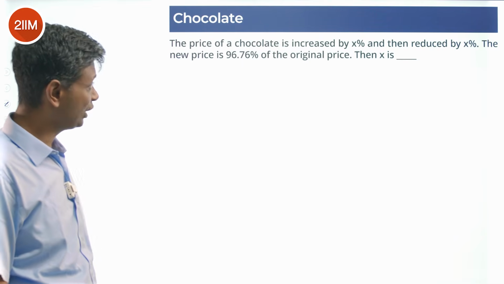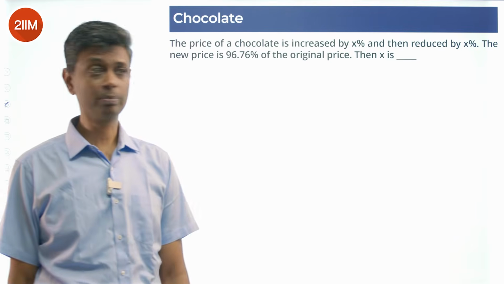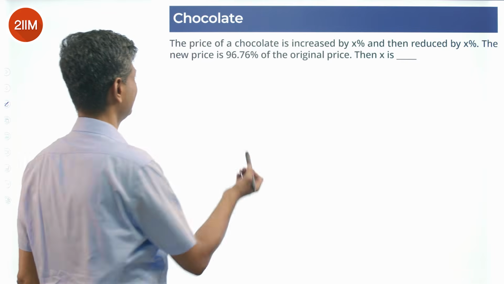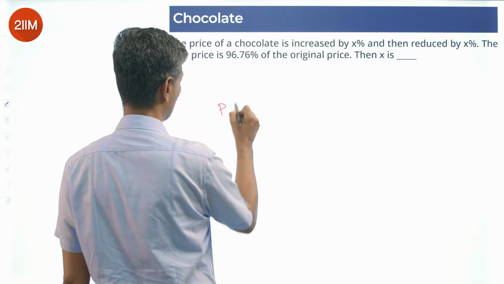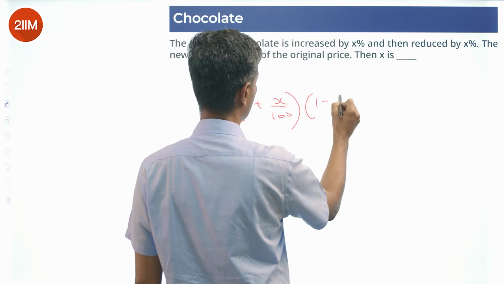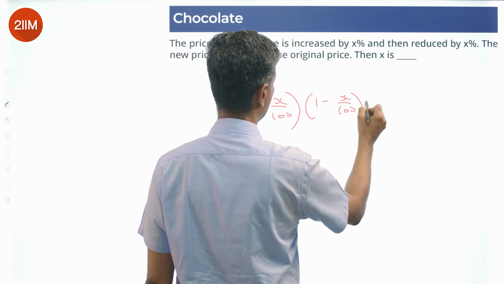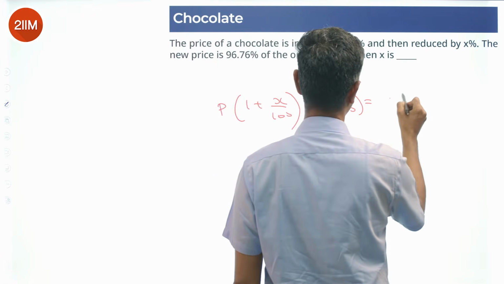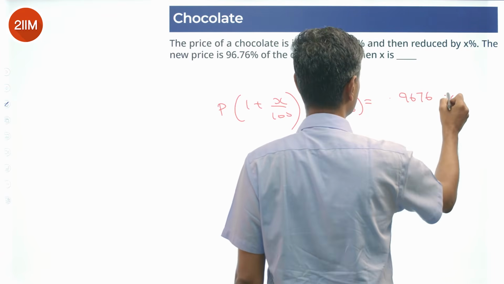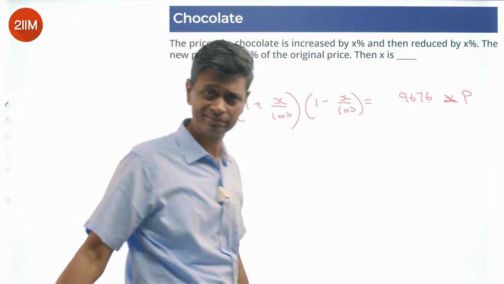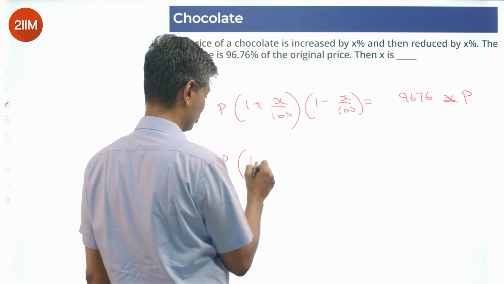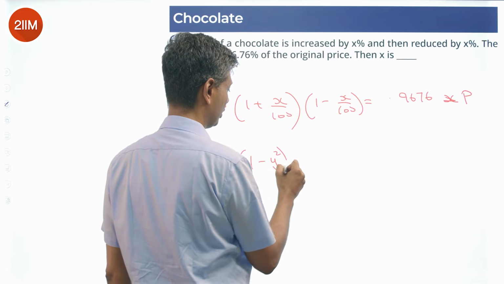The price of chocolate increased by X% and then reduced by X%. The new price is 96.76%. So whatever the price is, P, times 1 plus X by 100 into 1 minus X by 100 is equal to 0.9676 P. I don't like that, so 1 plus Y into 1 minus Y.